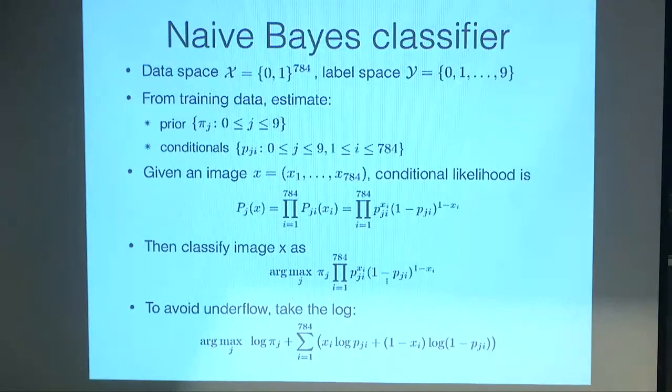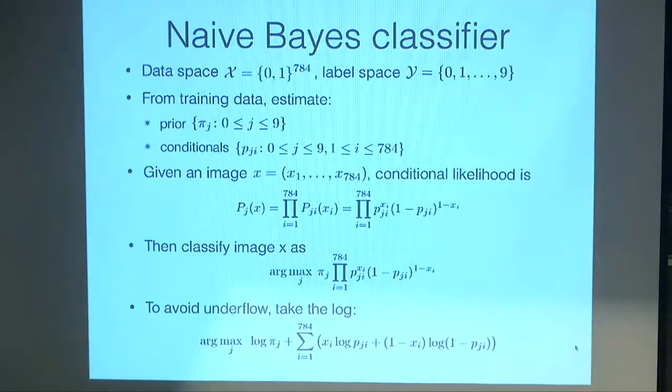That's called underflow. So to avoid that, instead what we do is we try to maximize its logarithm. So here we try to maximize the log of the prior plus the log of the product, which becomes the sum of the logs. So this is your formula for the naive Bayes classifier. And you see that it's pretty simple. It fits within one slide, and if you want to code it up, this is all you have to do.